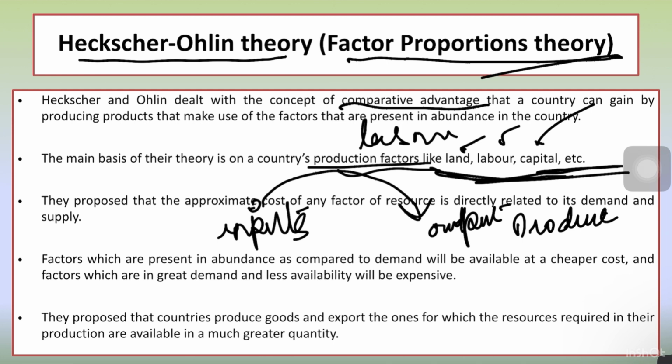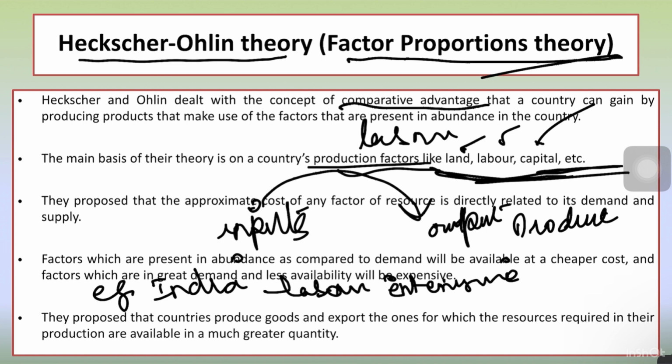Now this theory says that, for example, take a country like India. In India, we have a labor intensive economy. So when you have a labor intensive economy, what happens? Abundance of labor is there. So when abundance of labor is there, wages will be low. Wages and salaries will be low. So in such countries, the production should be based on labor. Such products should be made that depend more on labor. Then only the country can export.